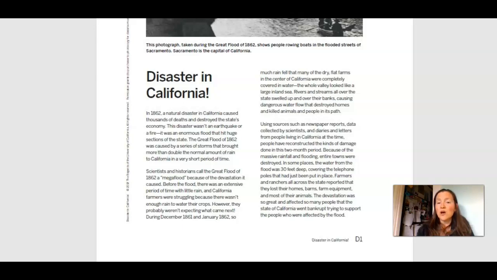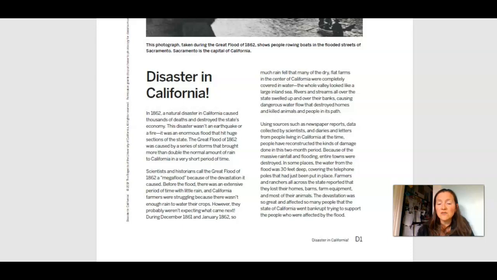Rivers and streams all over the state swelled up and over their banks, causing dangerous water flow that destroyed homes and killed animals and people in its path. Using sources such as newspaper reports, data collected by scientists, and diaries and letters from people living in California at the time, people have reconstructed the kinds of damage done in this 2-month period.